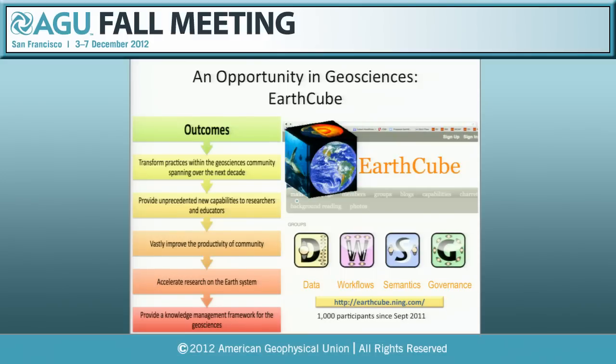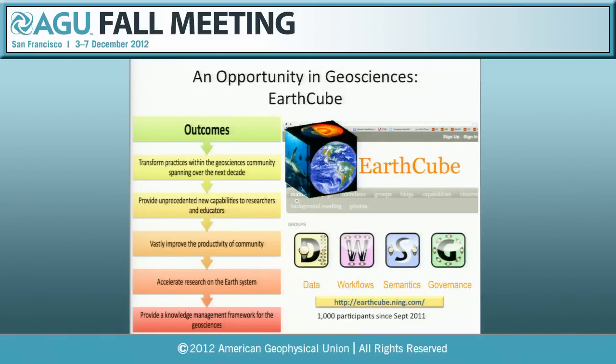The expected outcomes of this multi-year and very ambitious project are to transform practices within geosciences in the next decade, provide unprecedented new capabilities to researchers, and, what I think is very important, vastly improve the productivity of the community. How can we make the community, including everybody, from someone sitting at their desk in a smaller university or collecting samples from a lake to those sitting in supercomputing centers, more productive? How can we accelerate research and also provide a knowledge management framework for geosciences? I think this is where workflows have a large role to play as first-class citizens of science. There's a value to an end-to-end data processing method that is captured in workflows.